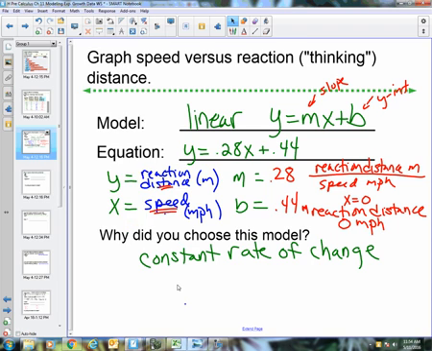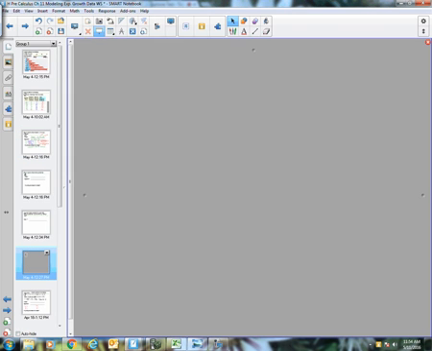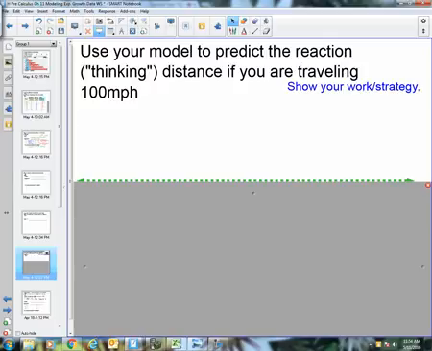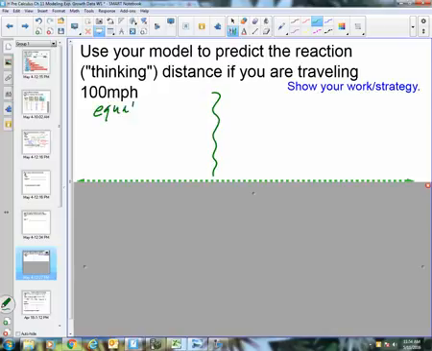So I'm going to have you look ahead then and do this first prediction. So using your model, I want you to predict the thinking or reacting distance if you're traveling at 100 miles per hour. Well, there's two different ways you can really do that, and I want you to do both. One way is to just use our equation, our rounded equation. So we can use our y equals 0.28x plus 0.44, but now our x would be 100, and do our calculation. So for x equals 100 in the equation, we can come up with our prediction. So go ahead and do that and see what you come up with. You can pause the video if you need to.